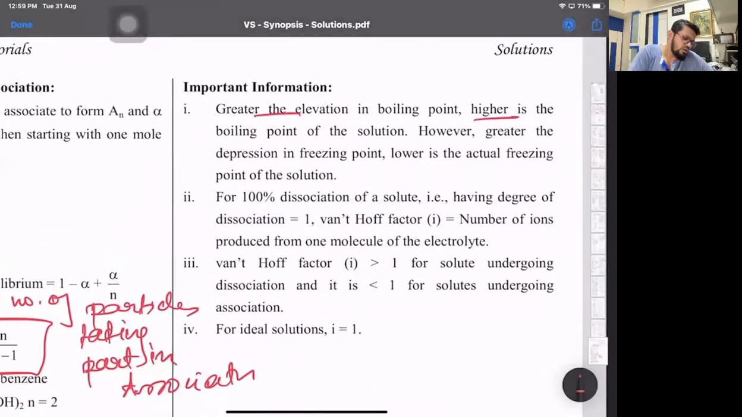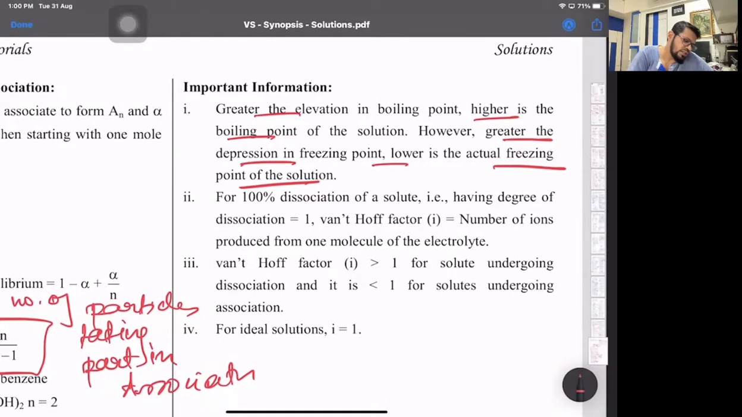Greater the elevation, higher is the boiling point. However, greater the depression, lower is the freezing point. Because two colligative properties are increasing, two are decreasing. Remember that, okay? So greater the elevation, higher the boiling point. Greater the depression, we will say lower is the actual freezing point of the solution. Like ice and water, the freezing point depresses to as low as minus 25 degrees. So if the depression is greater, then the actual freezing point of the solution is lower.